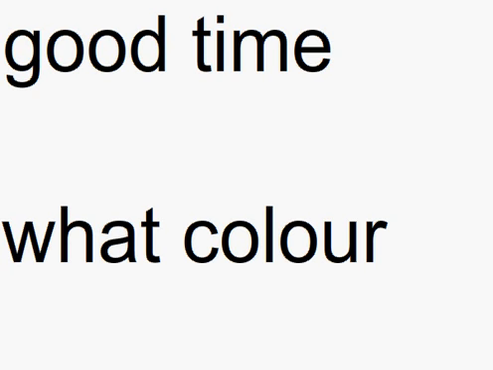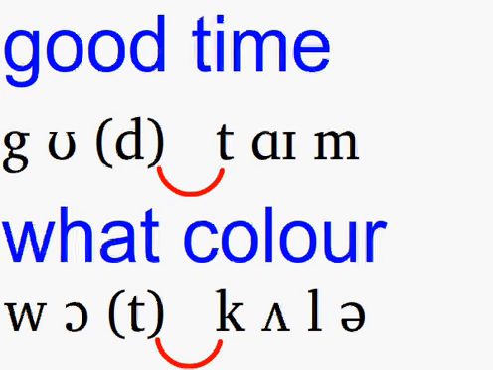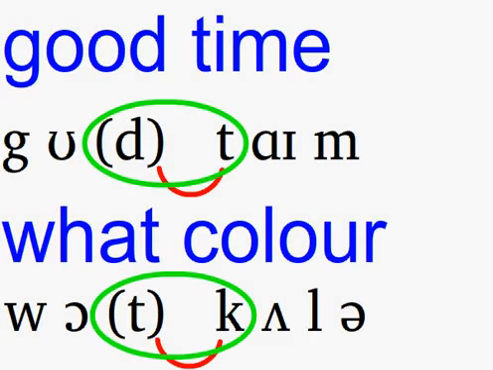In cases like these, the first consonant is transcribed in brackets. Look at the example. Good time. What color? Good time. What color?